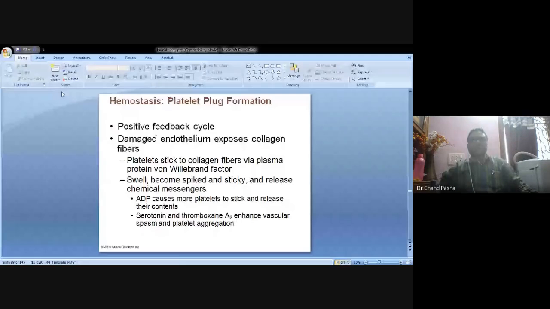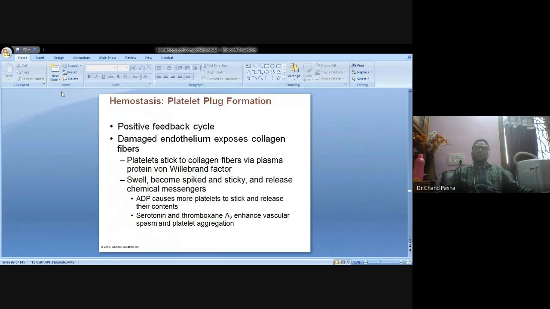Once this is over, the outer coating is lost from these platelet cells as well as endothelial cells. The outer chemical which is there as outer coating has been lost. Once this is lost, the platelet cells and endothelial cells stick to one another, because whatever this chemical is outside, they have the same charge, so they repel from one another.